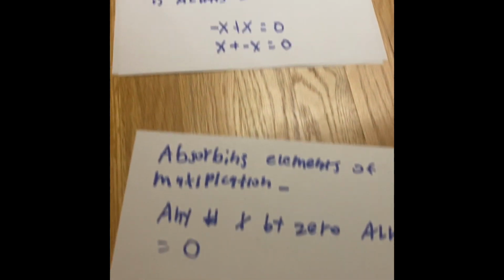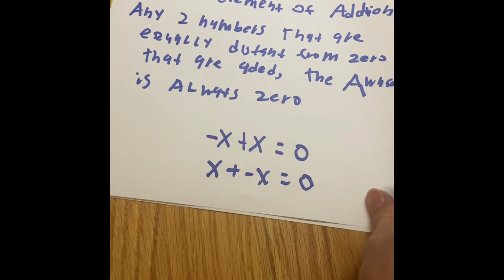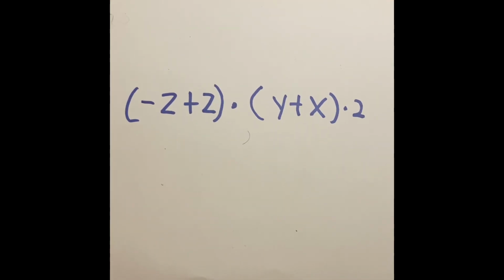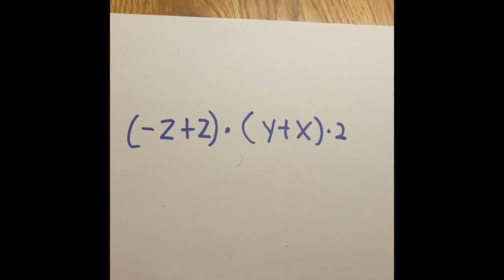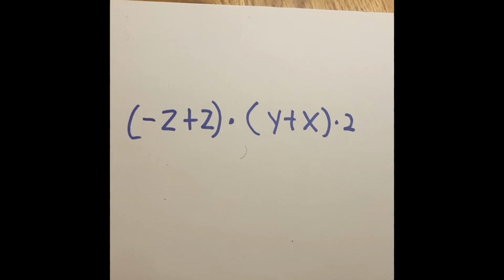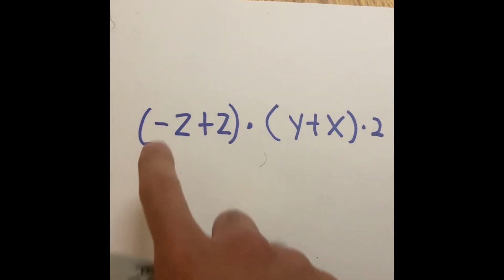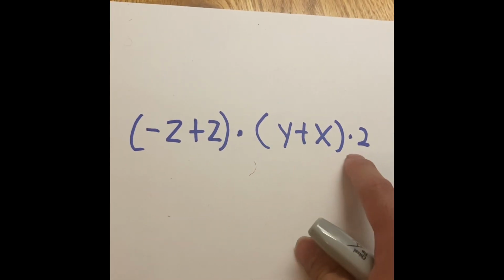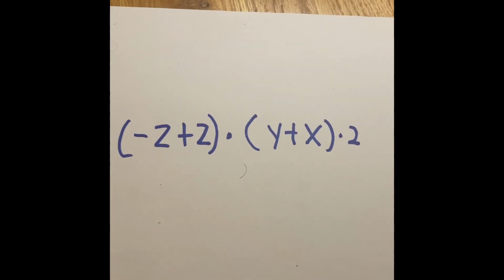But where will we see this in algebra? If you go back to the worksheet, there's an actual second page. You see this problem right here? This is our algebra problem, and what we have to do is simplify it. It says negative z plus z, multiplied by y plus x, times 2. You can't solve it because there's no equal sign. But here's what happens.